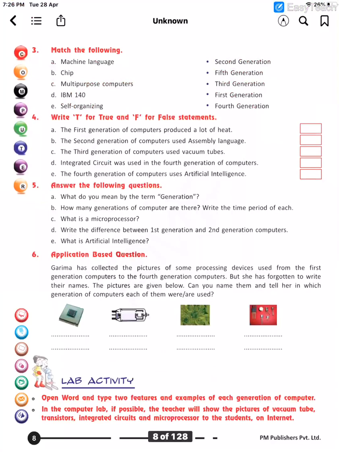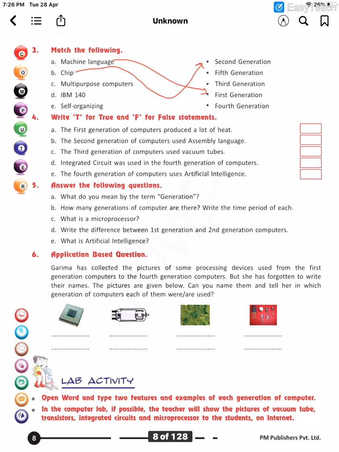So today let us start with the match the following. In match the following, see the first question that is given. It is: machine language is associated to which generation? So machine language, we know it is associated to the first generation. What about chip? For the first time, chip was introduced in, any answers? Chip was associated with the second generation.